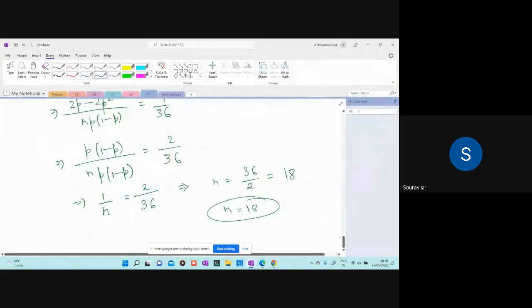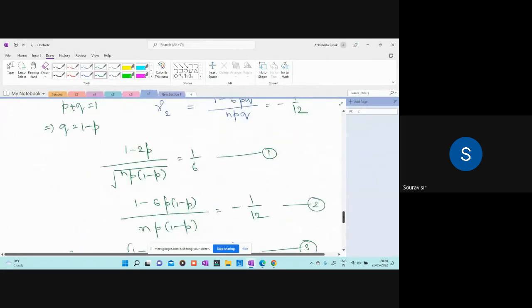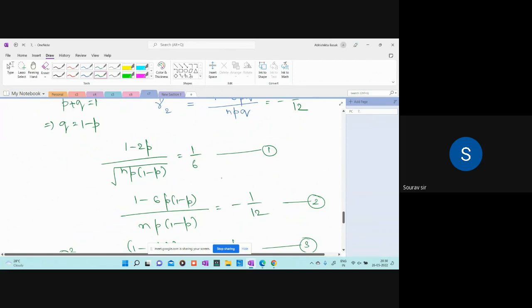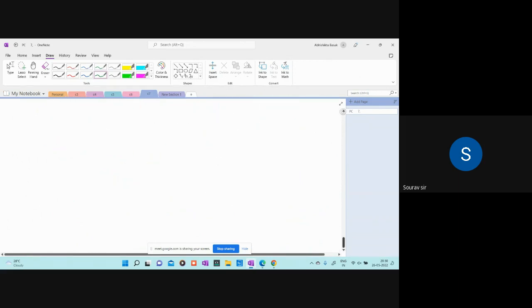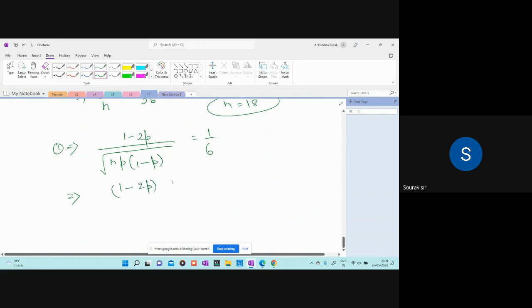Okay. Now going for any one equation, I will be choosing equation 1 obviously, which is the easiest one. 1 minus 2p by np into 1 minus p is equals to 1 by 6. So equation 1 gives me 1 minus 2p by np into 1 minus p, that is equals to 1 by 6. So I am putting the value of n over here. So that is going to give me 1 minus 2p into 6, that is equals to 18 into p into 1 minus p, this thing.